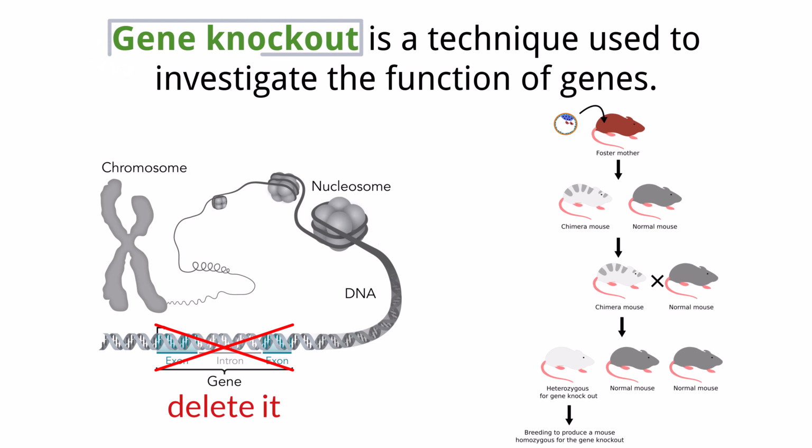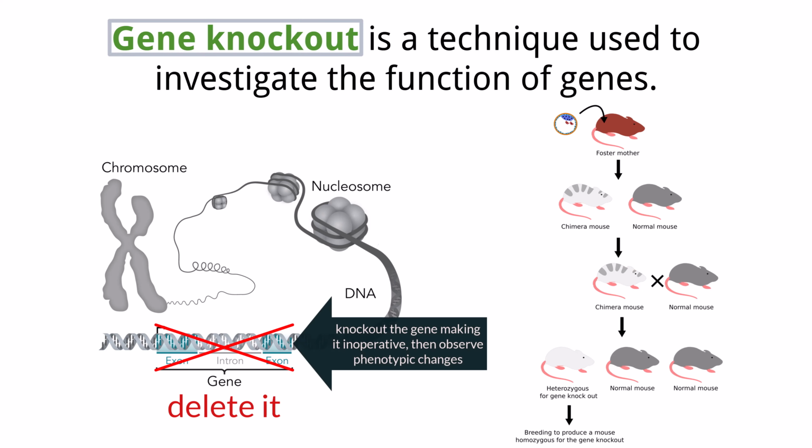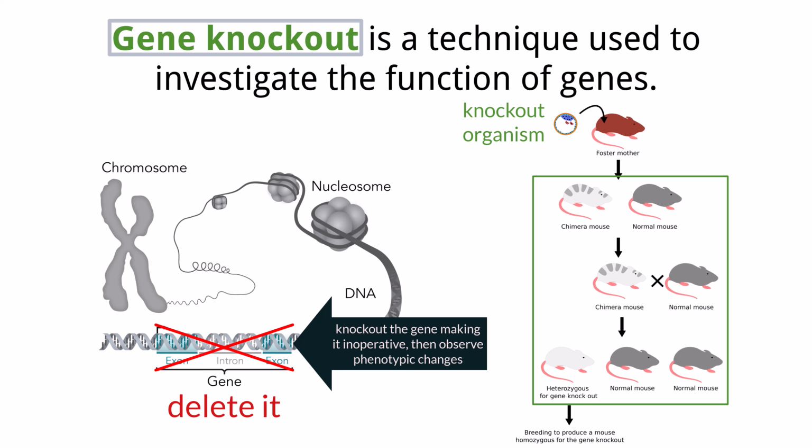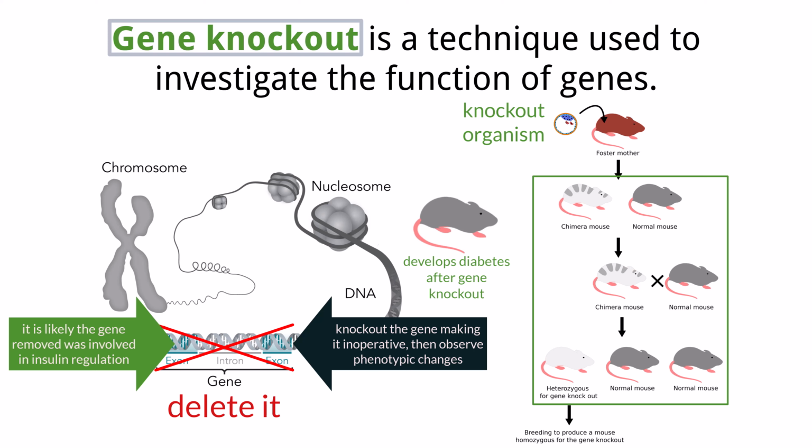Gene knockout is a method used to make a gene inoperative, like switching off a light to see what goes dark. Scientists create knockout organisms, usually mice, yeast, or zebrafish, by removing or disabling specific genes in their genome. Then, they observe what changes in the organism's phenotype. If a knockout mouse develops diabetes, it suggests that the removed gene plays a role in insulin regulation.